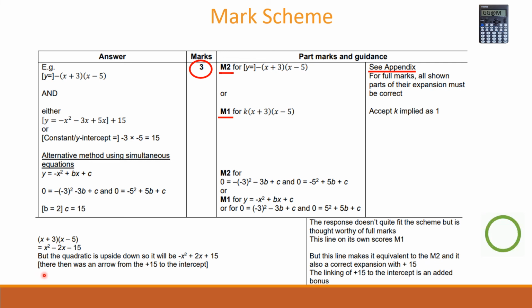So you can see in here what happens if you put a negative 15 instead of a plus 15, what marks will be allowed for you in the exam. So make sure you have a quick look through all this so you can see where the marks were awarded and you know how they're awarded from the mark scheme.